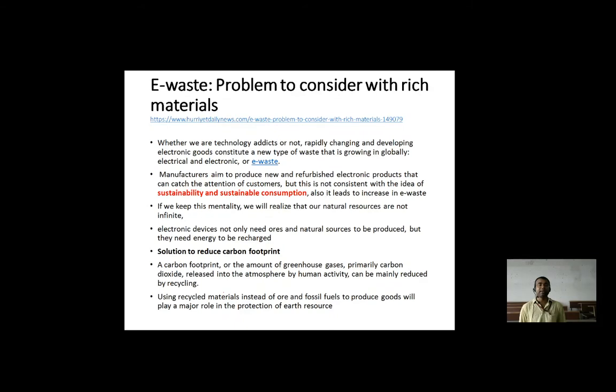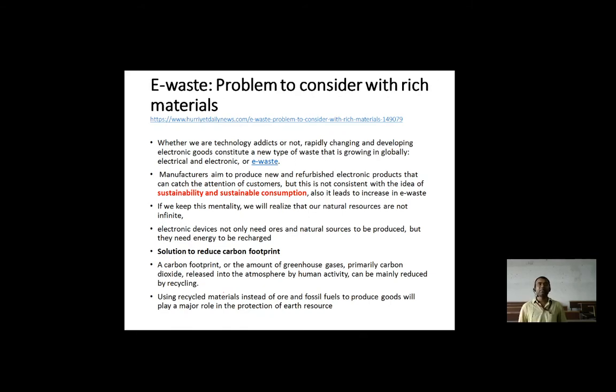So if we keep this mentality, we will realize that our natural resources are not infinite. All the material which we take as base material, core material from the nature, is in limited edition. So we need to think how we use that resource to enrich. We are taking something from the nature, so what we are returning to the nature should not be in the name of waste, but in a way to enrich the nature. That is the thing we need to take care of.